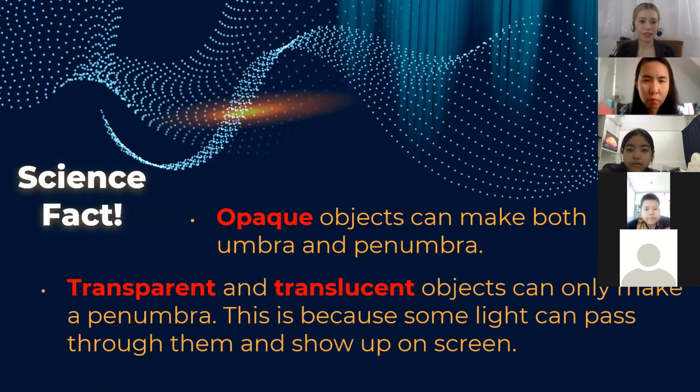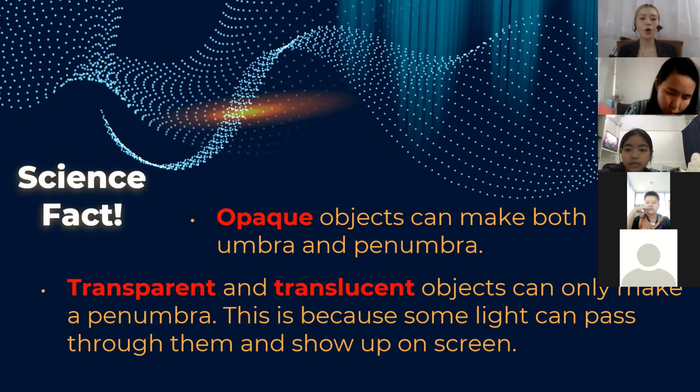Okay, next. Transparent, ready, go. Transparent Transparent And and translucent translucent object object can only can make only a make number a if number. for some This light is that sunlight move and and slow and crystal show up on up around the green.